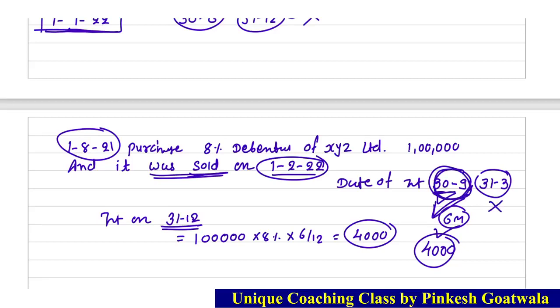Clear? Okay, so remember here the rule is that on the date of interest, if a person is holding the debenture, if a person is holding the security, he will get the amount of interest, otherwise no. Clear? Okay.